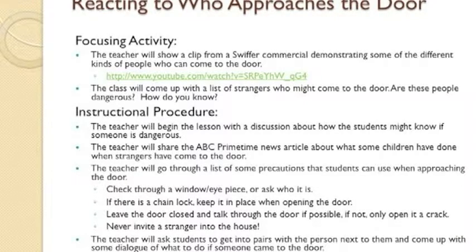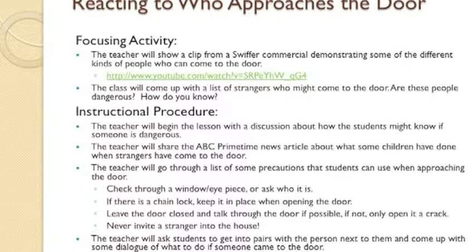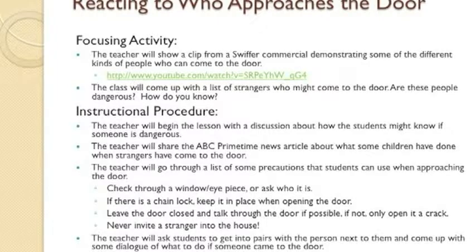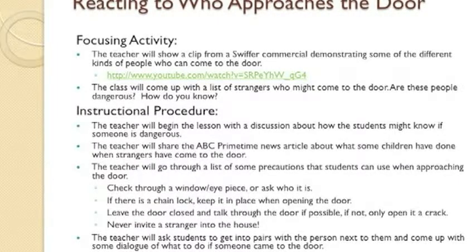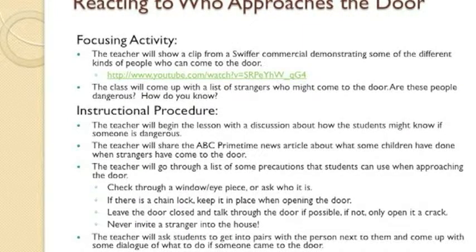So to start, I found a clip from a Swiffer commercial that would show different people who might come to your door. There was a mailman, somebody delivering flowers, the candygram. The point would be to say, okay, if somebody were to come to your door, how do you know they're a bad person? How do you know they're dangerous?